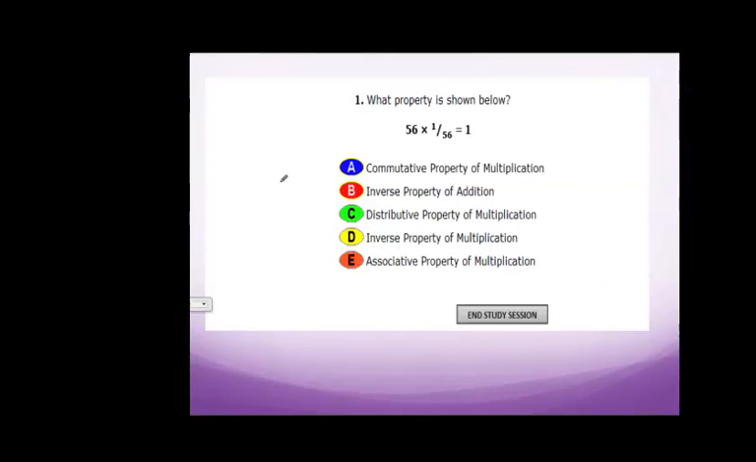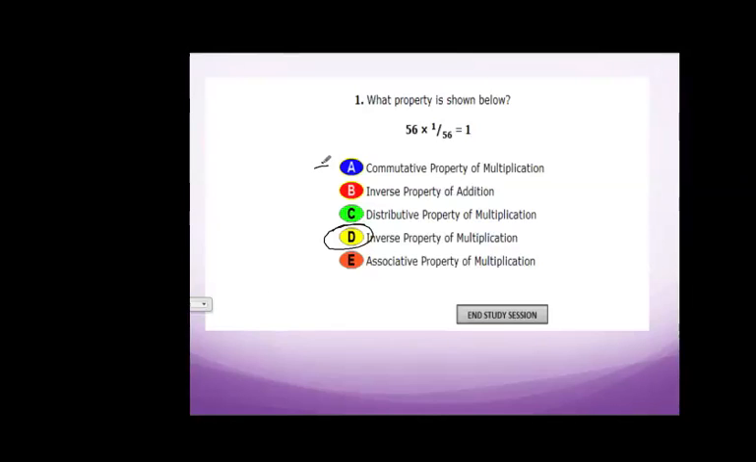Which property is shown below? Pause the video and select your answer. Welcome back. You should have chosen D, the inverse property of multiplication.